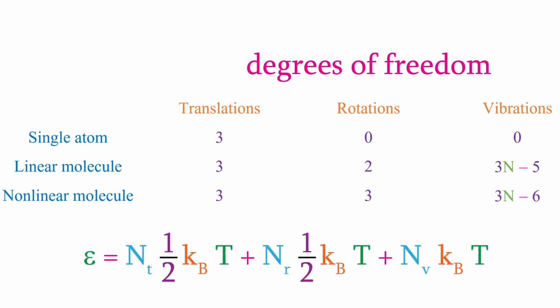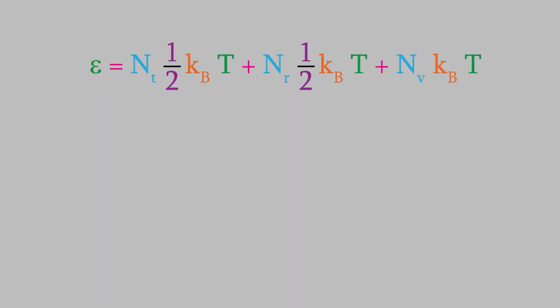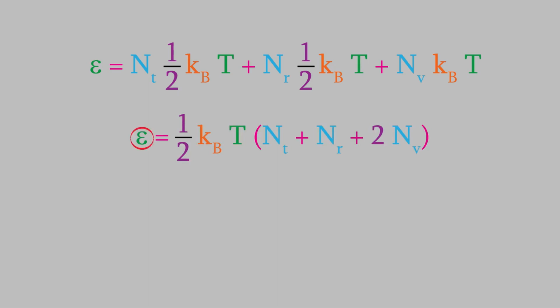With the energy for each type of motion, we get this equation for the overall energy of the molecule due to different forms of motion. We can simplify the equation a bit by factoring out 1/2 kB T, which gives us this equation. Notice that we've been using the Greek letter epsilon for the energy instead of the letter E. This is because we're calculating the energy for just one molecule. Of course, ordinarily we want the energy of a much larger sample, something that we could see with our eyes. To get that, we'll just multiply this equation by the number of molecules, which we'll call capital N.